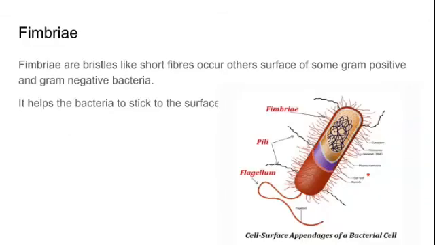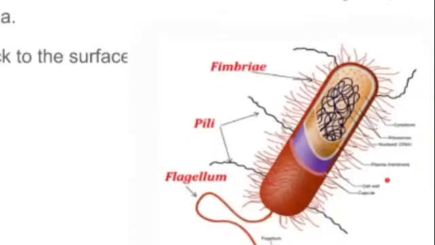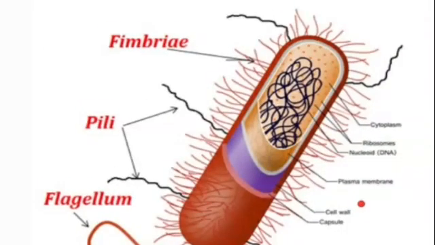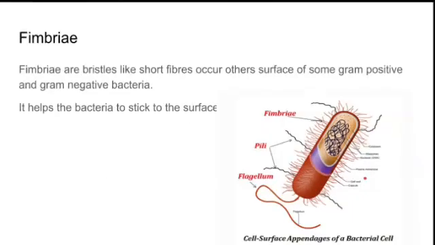The next is fimbriae. Fimbriae are bristle-like short fibers that occur on the outer surface of some gram-positive and gram-negative bacteria. They help the bacteria to stick to the host cell surface. You can see these small red thin lines which I have drawn here on the bacterial cell wall, which are called fimbriae. What is the use of fimbriae? It helps the bacteria to stick to the surface of the host cell.